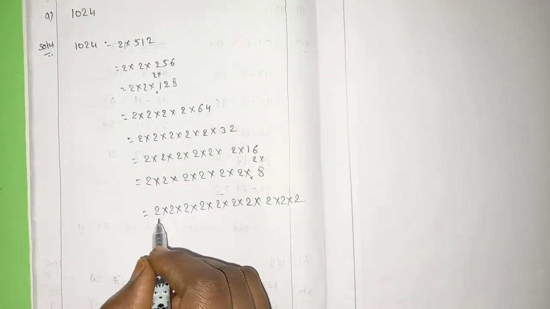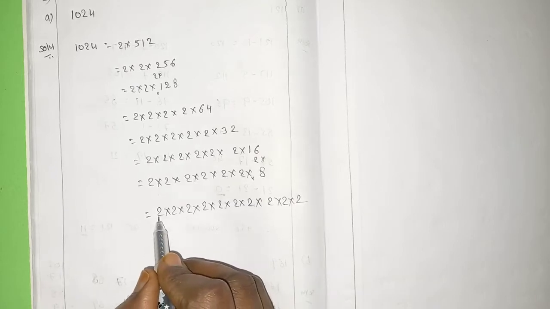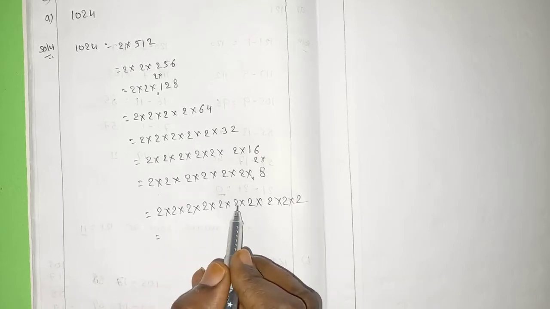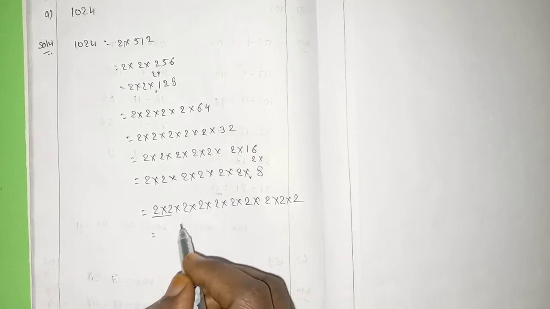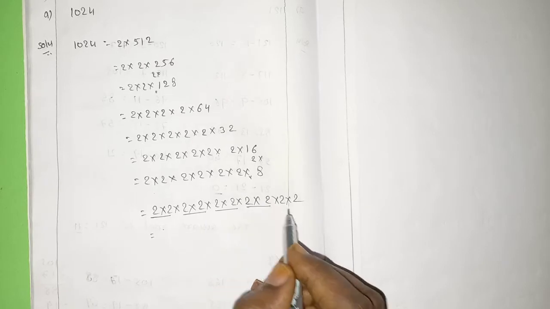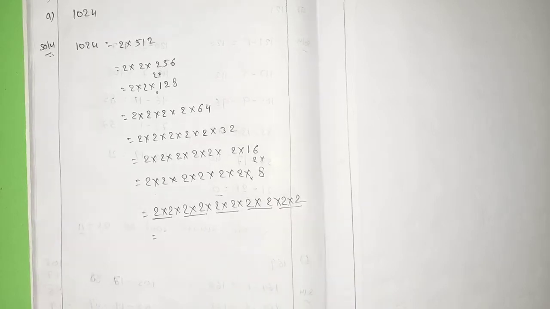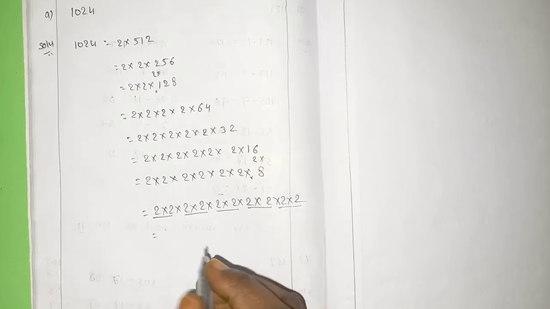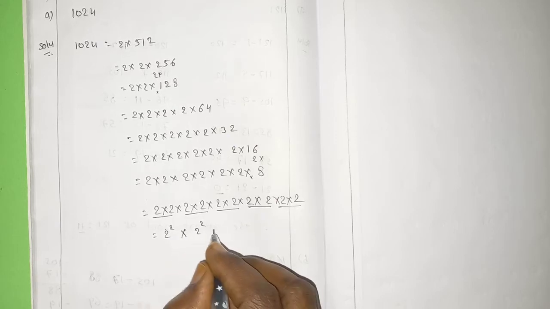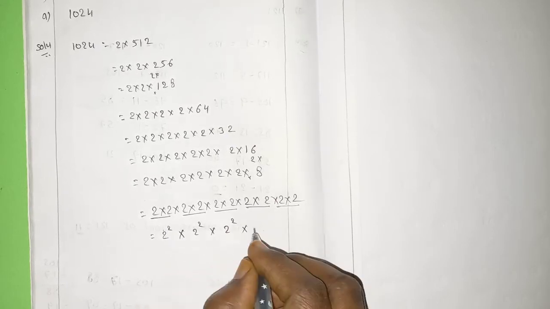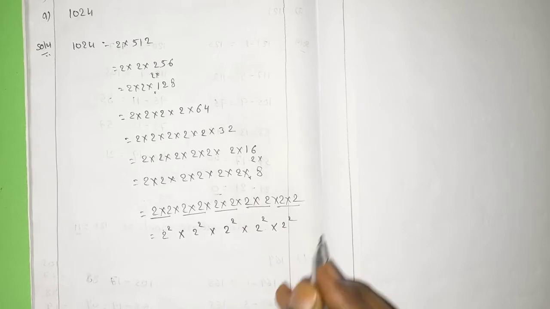So total, how many 2s are there? 1, 2, 3, 4, 5, 6, 7, 8, 9, 10 twos. Totally 10 twos are there. But out of 2 twos, we have to take only 1 two as common. It means 2 square into 2 square into 2 square into 2 square into 2 square.